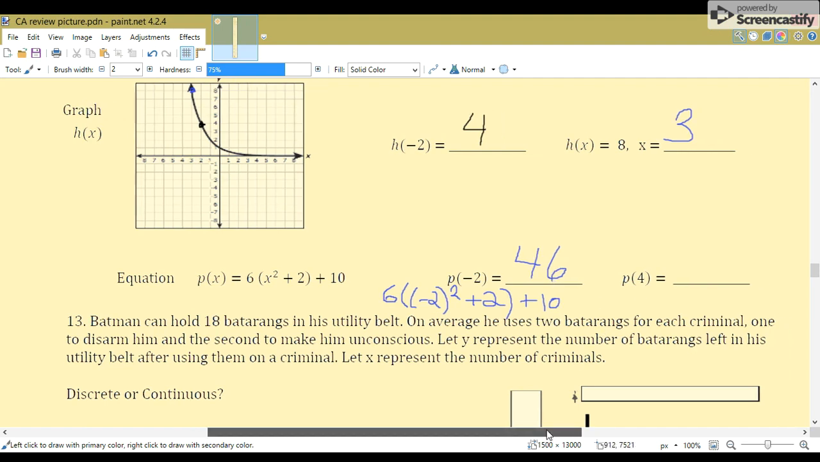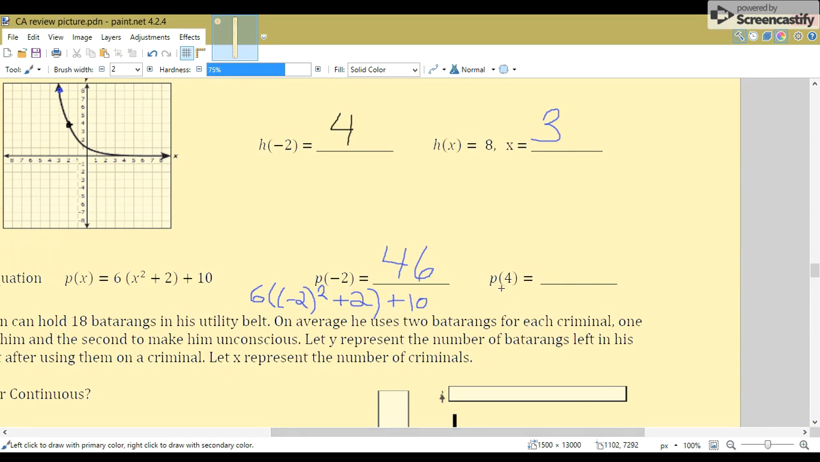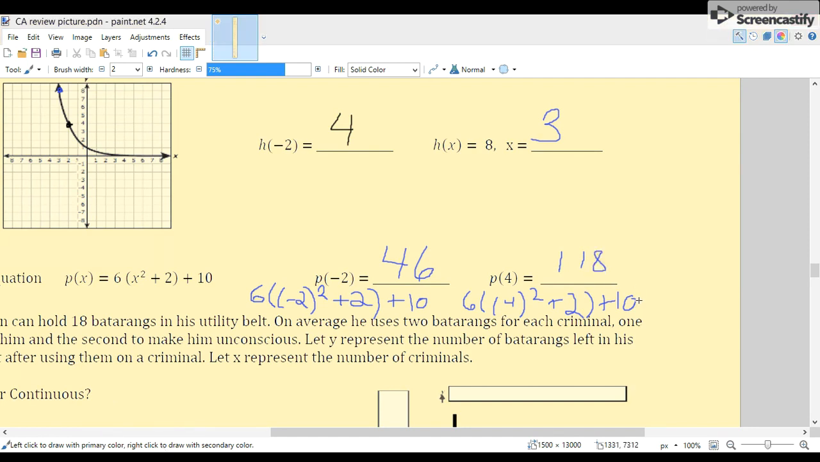Let's look at P of 4. Pause the video, see if you can set it up like this. Wherever you see an X, you replace it with parentheses 4. Okay, this is the expression you should have gotten. We're going to put this in the calculator, and then you get 118. So you get 118 right here.